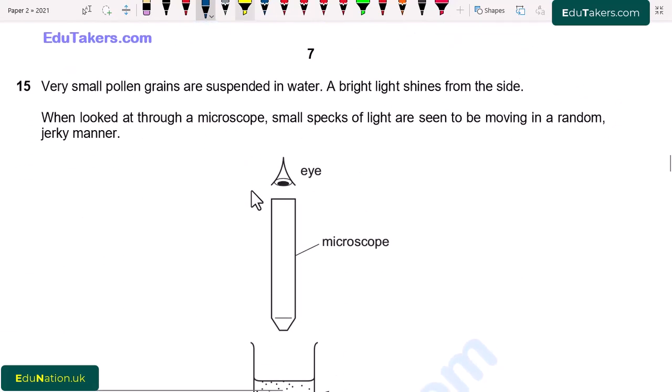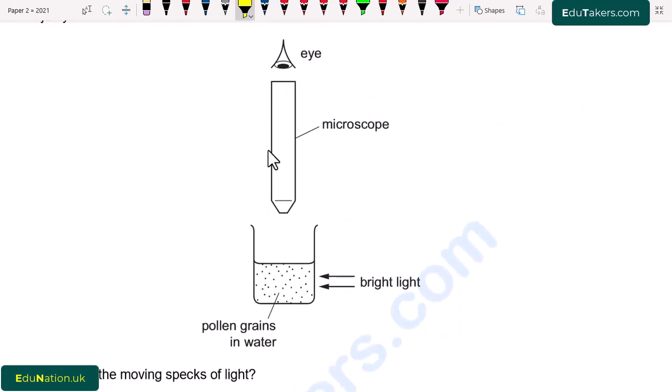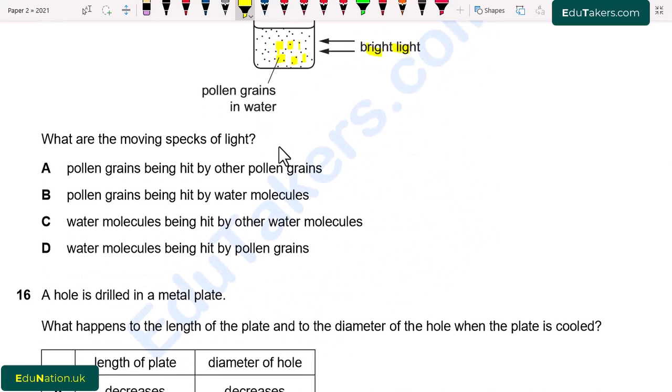Question number 15. Very small pollen grains are suspended in water. A bright light shines from the side. When looked at through a microscope, small specks of light are seen to be moving in a random jerky manner. Here is a figure. We can see that there are pollen grains in water, and the bright light falls on them and the motion is observed through the microscope. What are the moving specks of light? MCQs. A, pollen grains being hit by other pollen grains. B, pollen grains being hit by water molecules. So it is also incorrect.